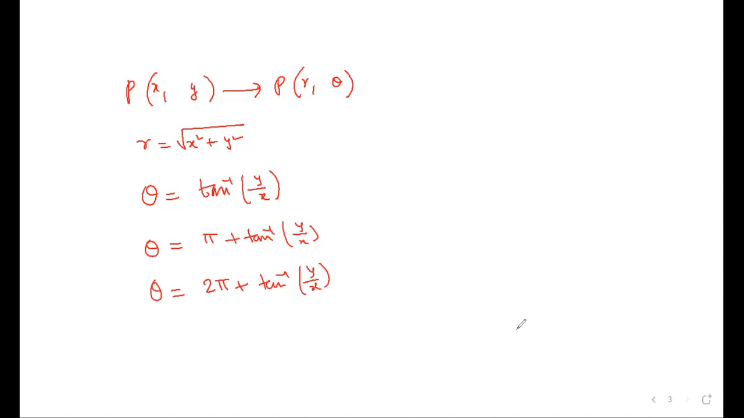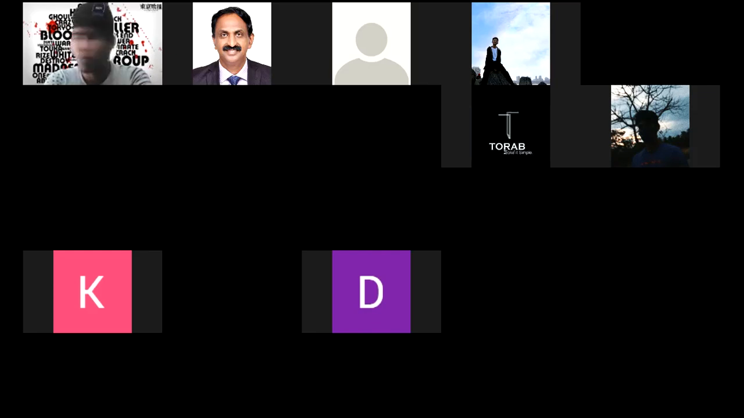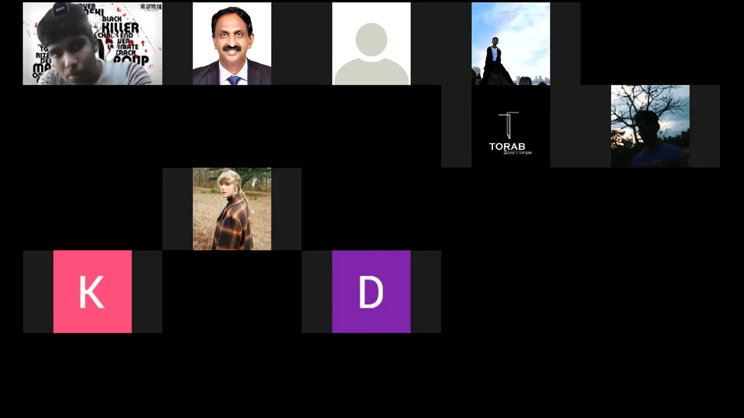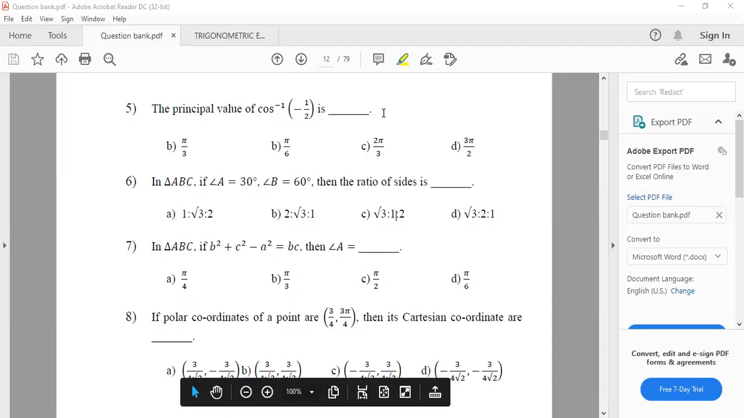Now let's go back to the question bank and see whether we can answer it. Once you have polar coordinates, check whether any polar coordinate question is there here. Yes, here, polar coordinate. Is the screen visible now? Yes, sir.